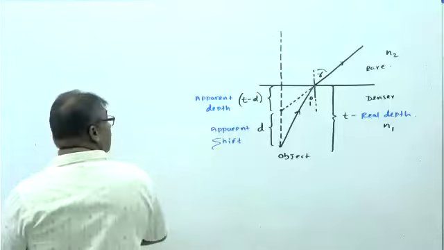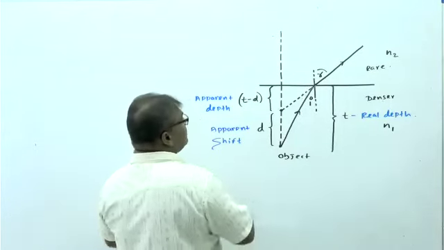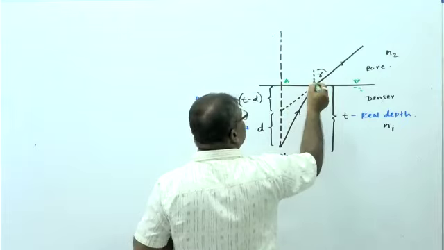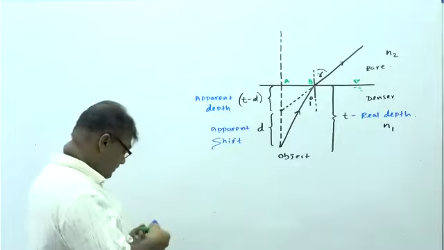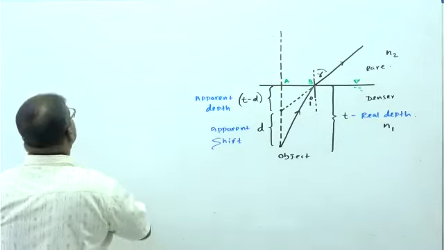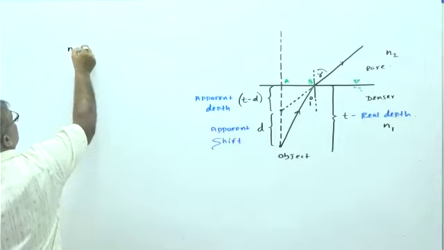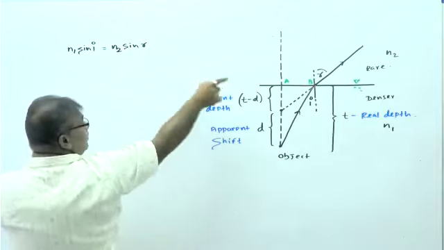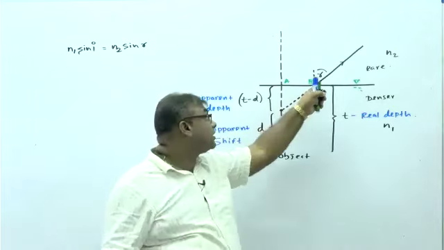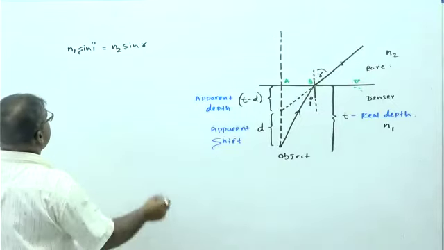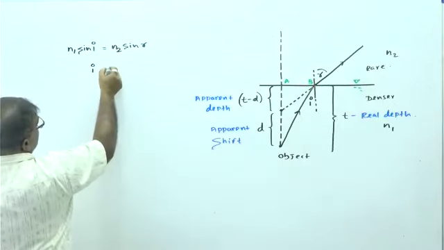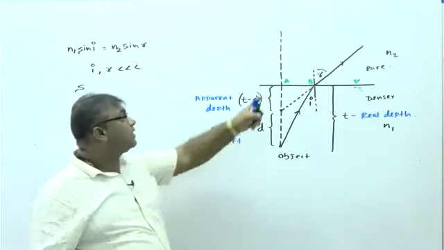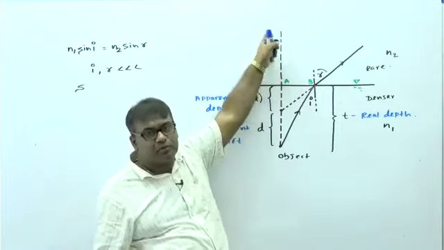Okay, then let this interface, from here to here, be A and here B, right? Then we can say N1 sin I equals N2 sin R for the point of incidence here, right? Then we are considering I and R as very small angles, as the observation is made close to the top view. That is the derivation process, right?